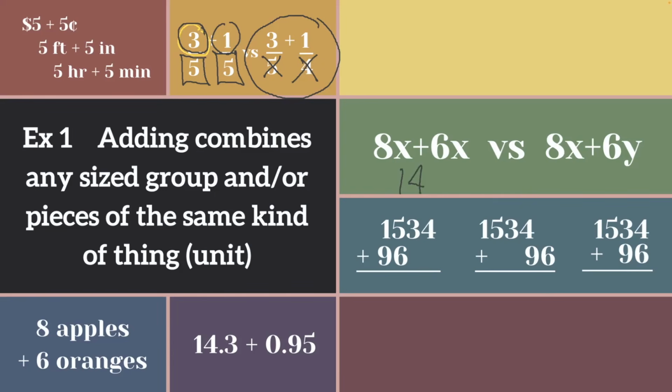Well, you guys, if I had 8 apples and 6 apples, I'd have 14 apples. If I had 8 pumpkins and 6 pumpkins, I'd have 14 pumpkins. If I have 8 X's and 6 X's, guess what I have? 14 X's. And you say, but I don't know what X is. And I say, I don't know either. But whatever he is, I have 14 of him.